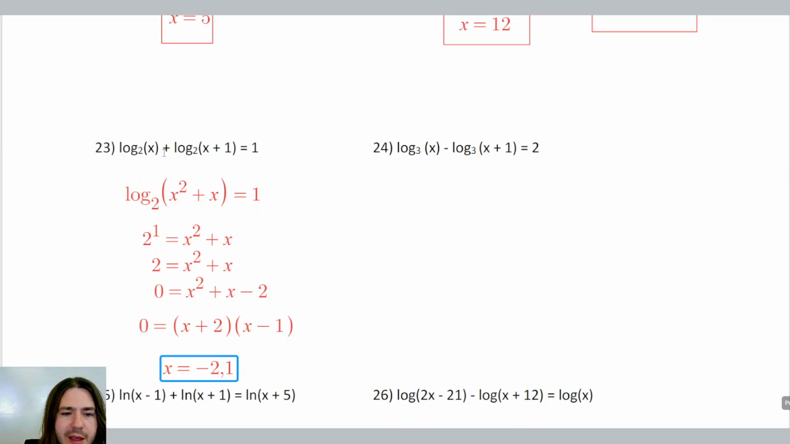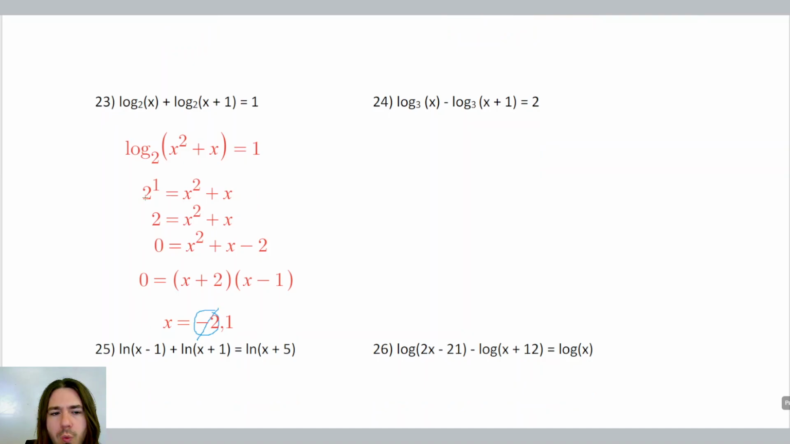So going back to the beginning, if I plug in negative 2 here or even here, either one, I'm going to end up with a negative number inside the parentheses. So this solution is extraneous. We're going to get rid of the negative 2. And then we'll check 1. Put a 1 here, that's positive, no problem there. Put 1 here, that's 2, that's positive, no problem there. So our solution here is just going to be 1.